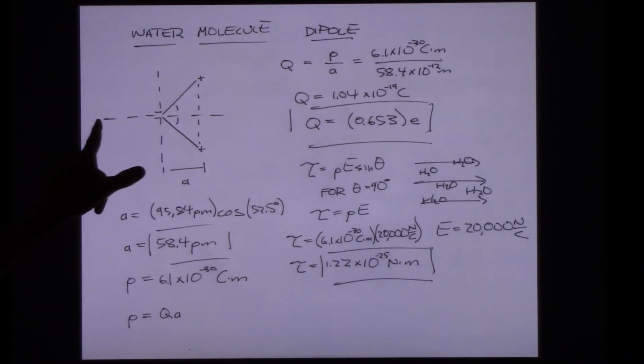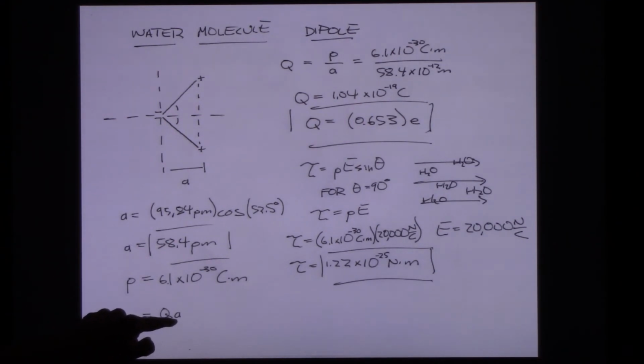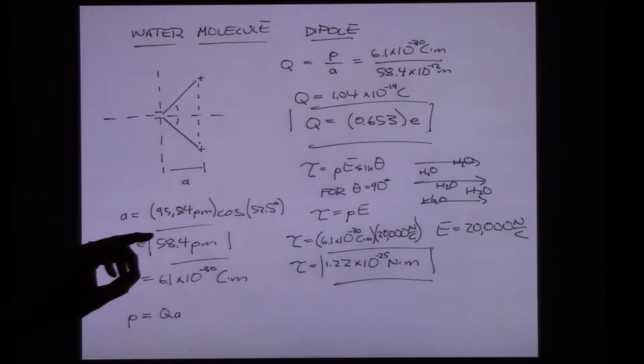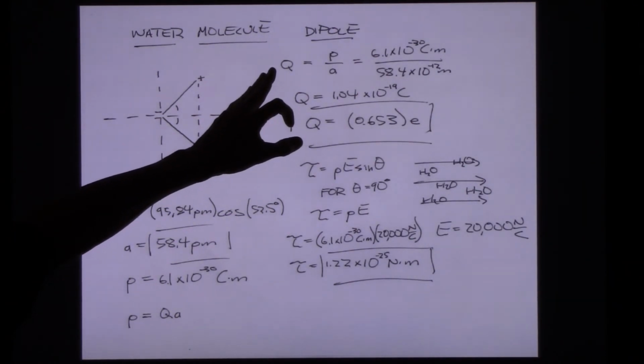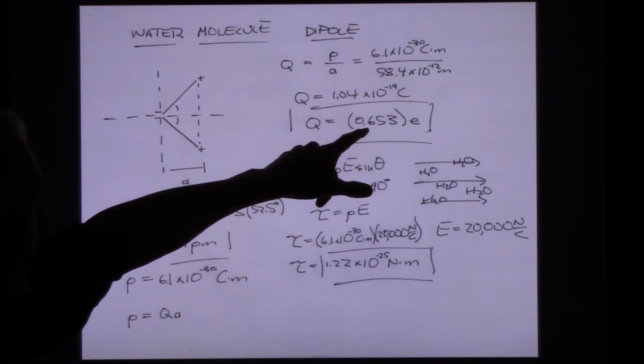Now, if this is a dipole, then that's the distance between the charges. I changed A so that it's the same thing as L. Sorry about that. But what I'm doing here is solving for, given the length of the molecule, how much charge separation am I getting? And in the water molecule, you can see it's pretty significant.